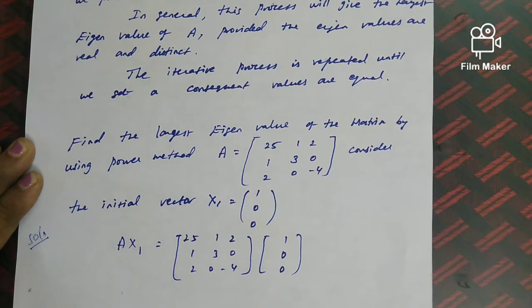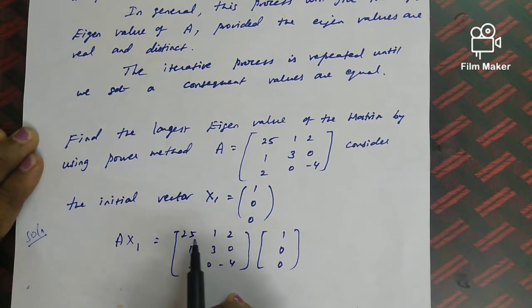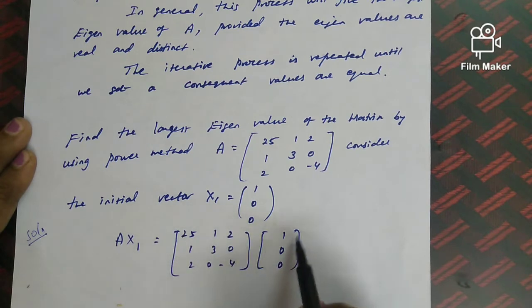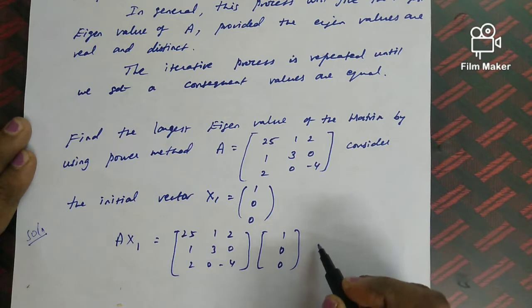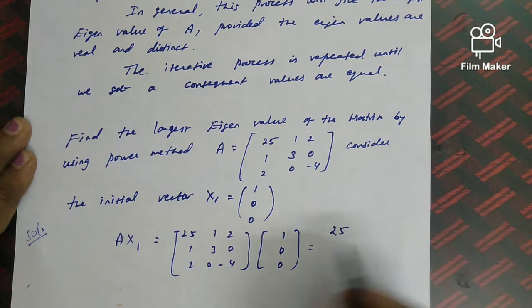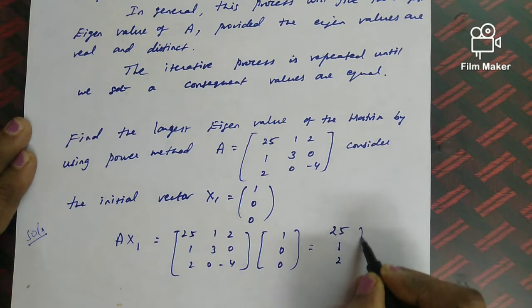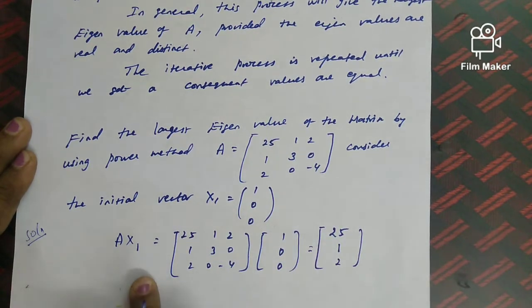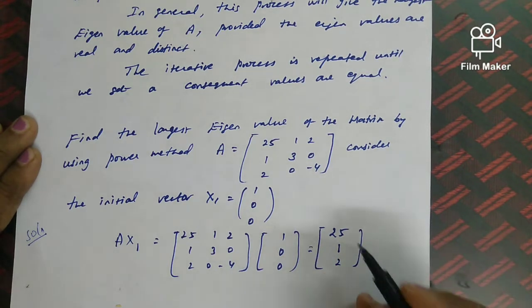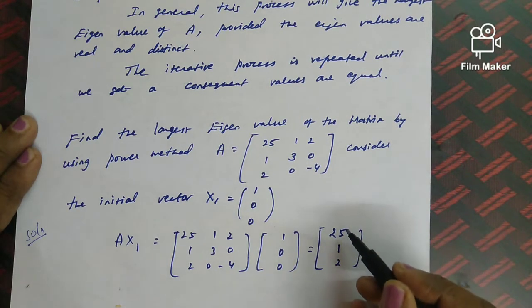So we have to use matrix multiplication. When you are multiplying the matrices, remember the number 7: first row with the column. That is the reason why we remember the number 7 for matrix multiplication. When multiplying this, we get a column matrix, that is 25, and the remaining two elements become 0 in the first column multiplication. Likewise the second row gives 1 and the third row gives 2. So Ax1 is equal to this column matrix. In this column matrix, which is the largest value? 25 is the largest value.